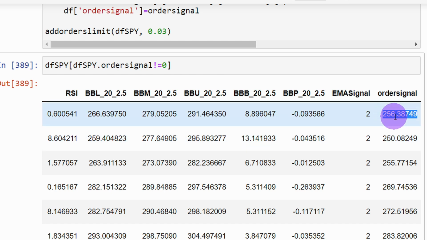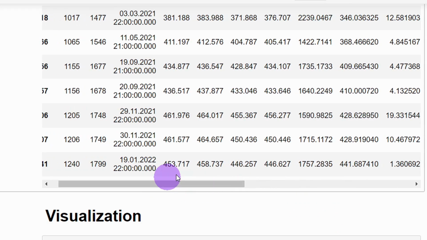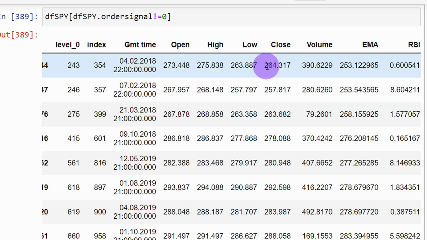So we have $256. This is the unit we are working in. This is one order. It's a buying order at this point on this day, and if I compare the $256 to the closing price, which is $264, we can notice that it's 3% below this particular closing price.